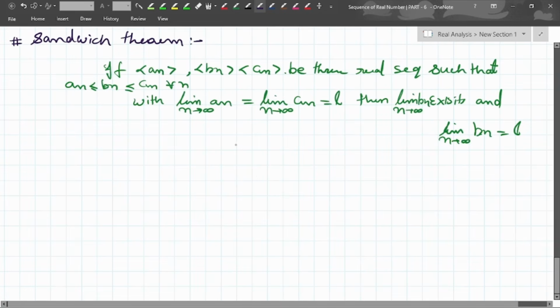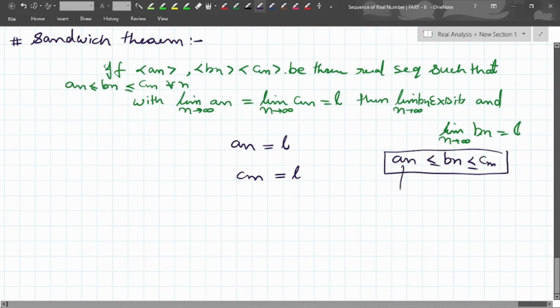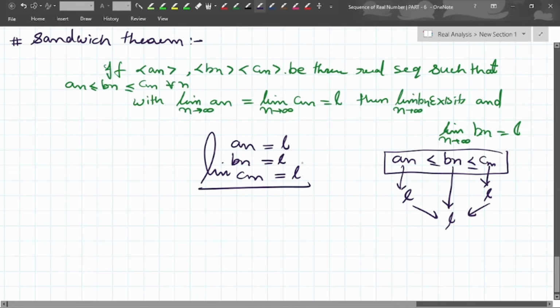If you have An, its limit is L, Cn, its limit is L, and here I have An less than Bn less than Cn. If it is satisfying this and it has limit L, it means definitely Bn will have the limit L from here and here. So Bn has the limit L for all these cases. This is the sandwich theorem. We can take one example to understand this theorem.